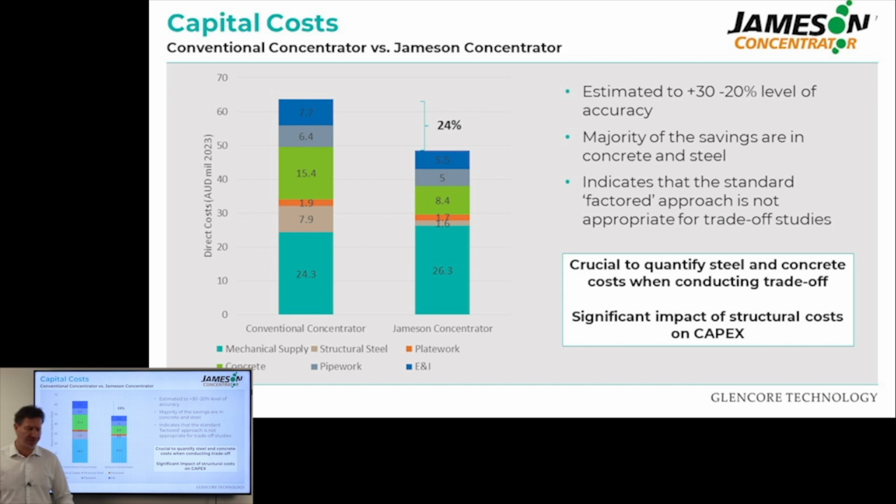What I'd like to highlight here is that a factorized approach to getting the capital costs is not well suited for the Jameson concentrator. So it's crucial to quantify steel and concrete costs when conducting a trade-off study, because structural costs have a significant impact on the CAPEX.